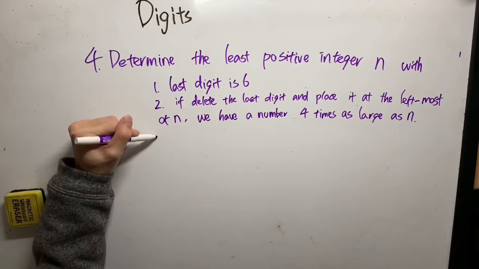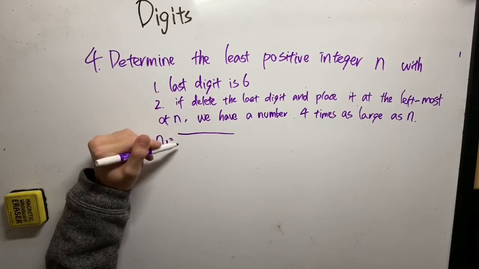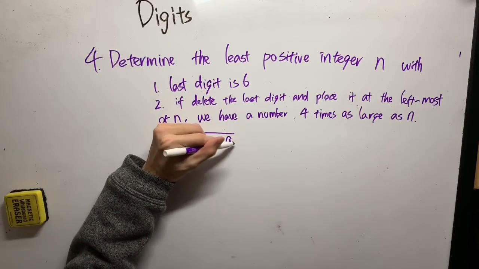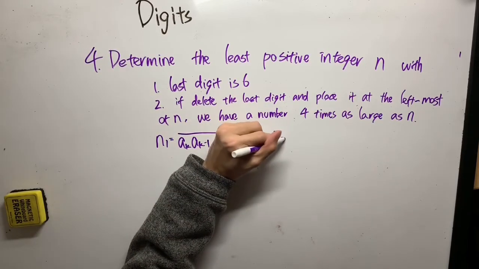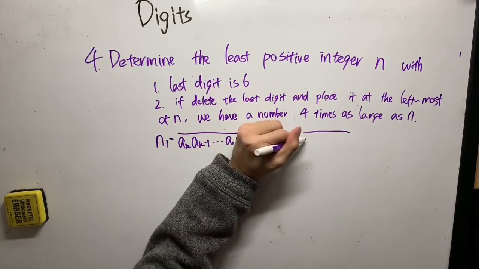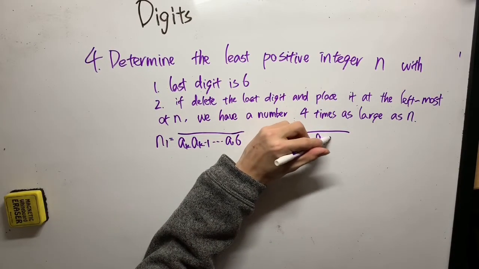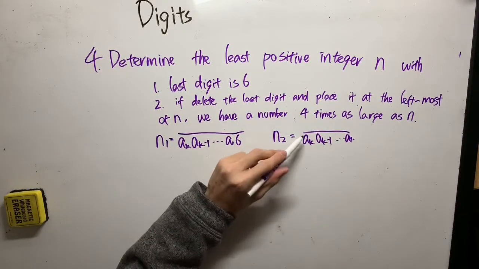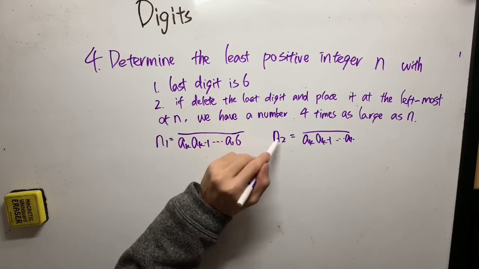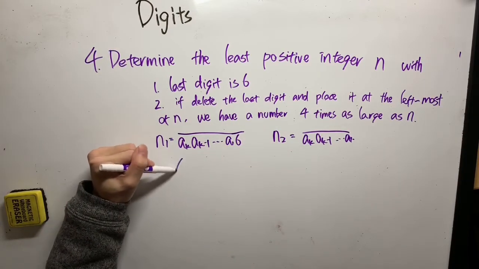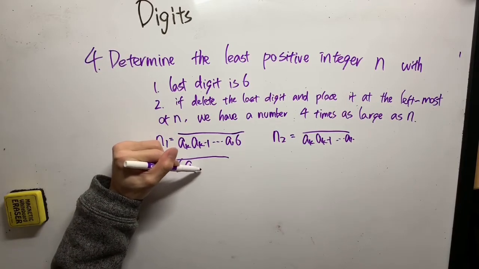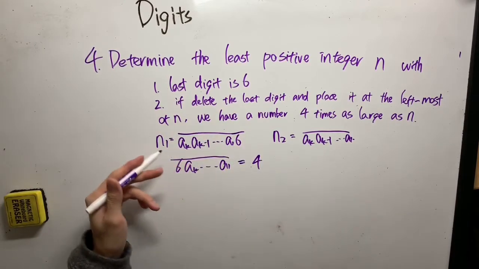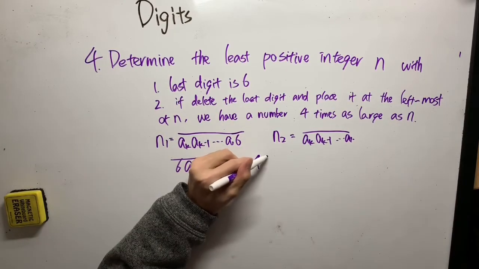So first let's denote n1 having the digits a_{k-1}, all the way to a1, 6, and n2 having the digits a_{k-1}, all the way to a1. As the question suggested, if we put 6 at the leftmost of n1, then 6 a_{k-1} all the way to a1 equals 4 times as large as n1, which is 4 n1.